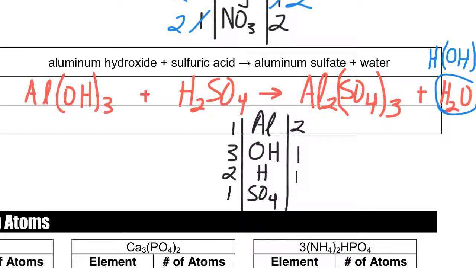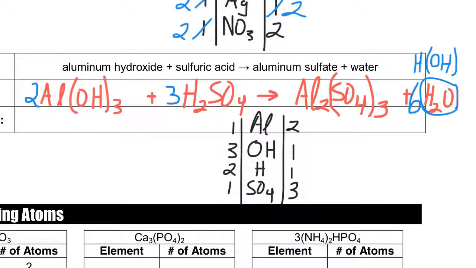Sulfate, 1 on the left, 3 on the right. Now this one takes a little bit of back and forth, but you should end up with a coefficient of 2 on the aluminum hydroxide, a coefficient of 3 on the sulfuric acid, a 1 in front of the aluminum sulfate, and a 6 in front of the water. And that'll balance it out.